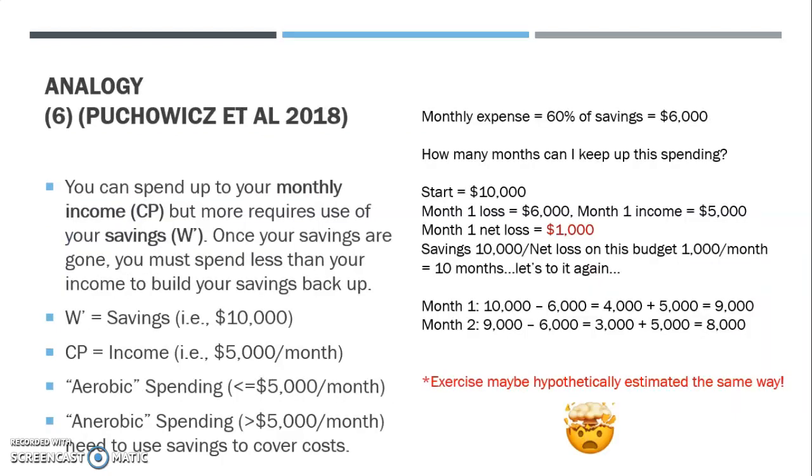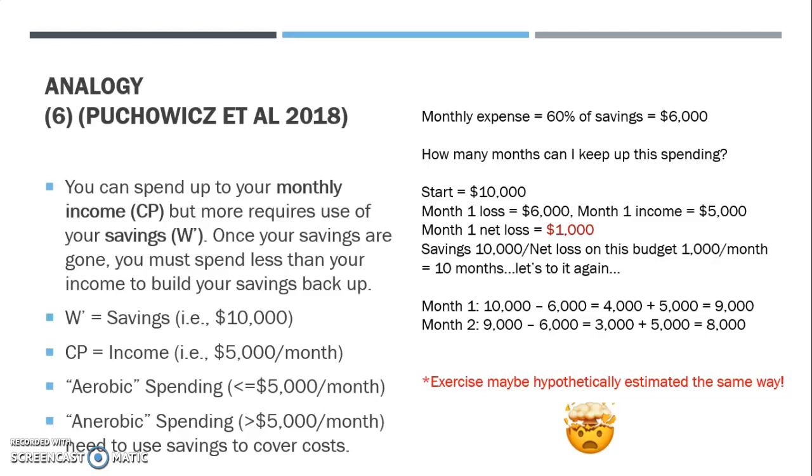So a great analogy that I wish I could take credit for but can't is looking at savings and income. Basically, if you have a savings of W prime, which is, again, going to be this fixed capacity above critical power, and then you have your income, which is critical power. If you wanted to do an aerobic spending, in other words, a spending that didn't spend your savings, you could only spend up to $5,000 a month, right?